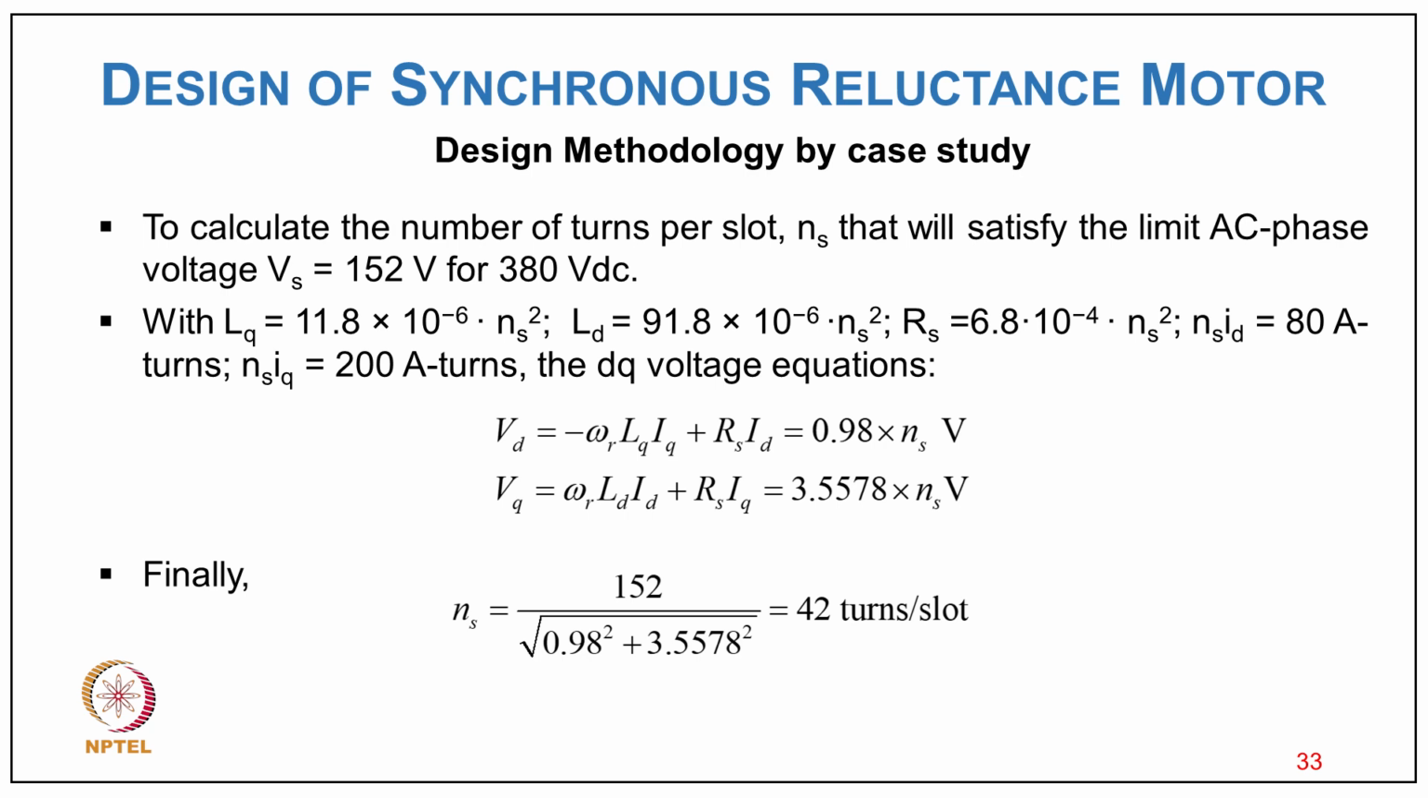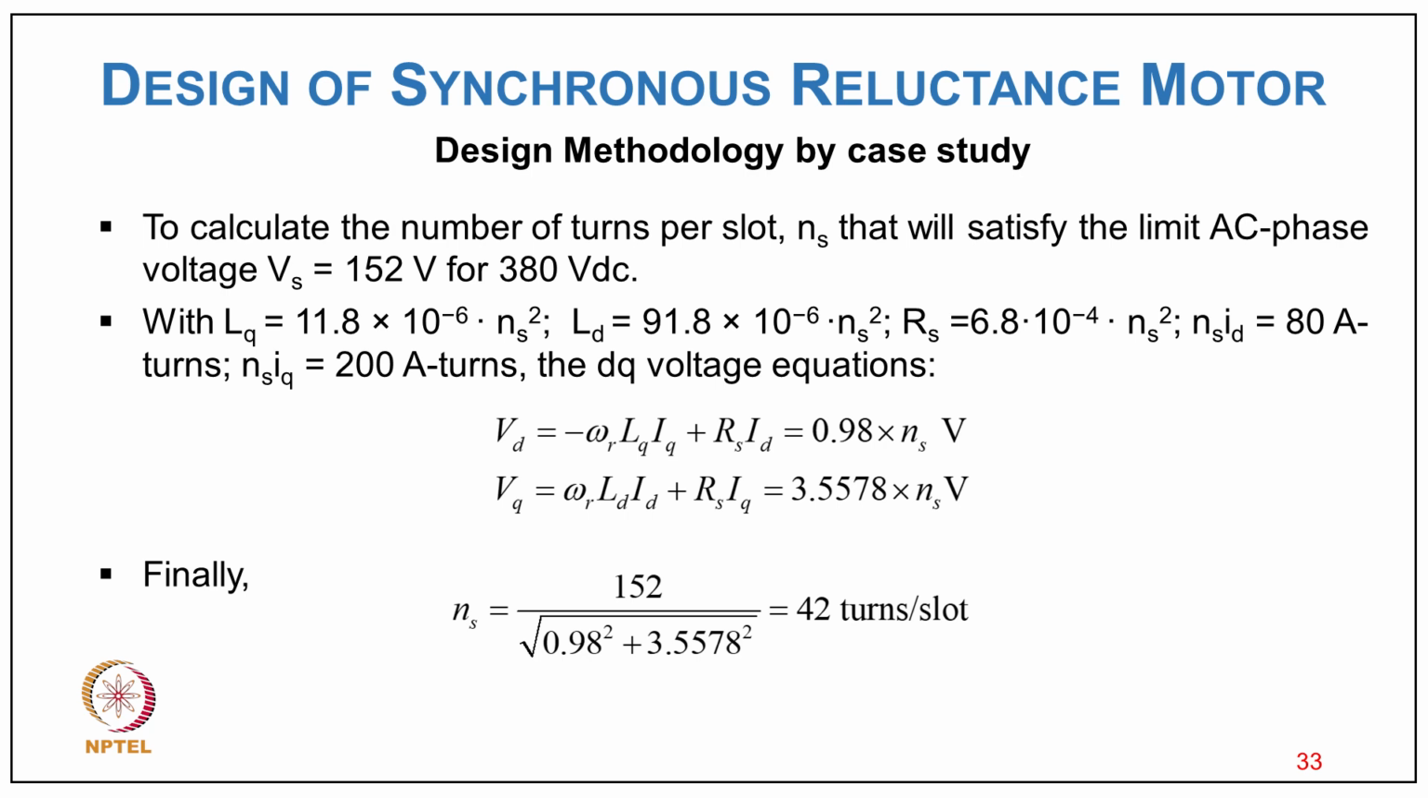So NSC square into NSC square already equal to 91.6 into 10 power minus 6 NSC square. So RS equal to 6.8 into 10 minus 4 and then into NSC square. So NSID equal to 80 ampere turns, NSIQ equal to 200 ampere turns.